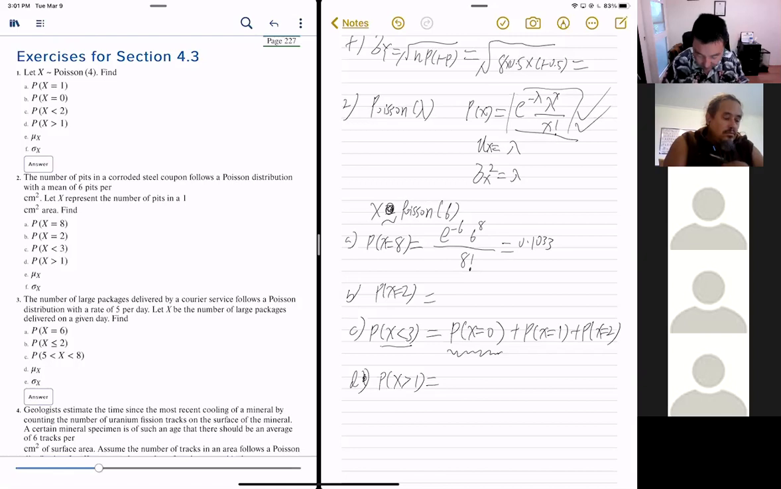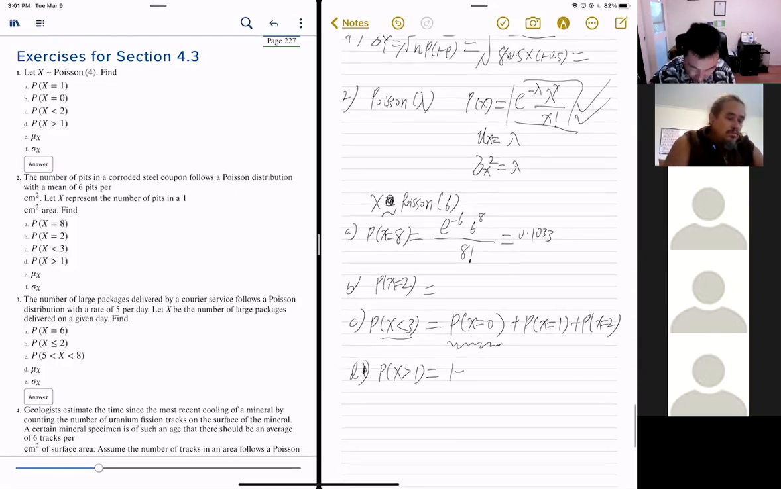So for this question, we can use, again, the fact that all the possible outcomes added together equal 100%. So P(X larger than 1) is equal to 1 minus P(X equal to 0) minus P(X equal to 1).